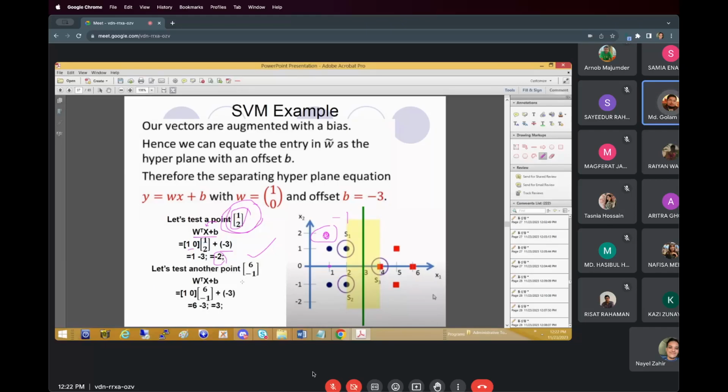Let's test another one, that is (6, -1). Putting those values in, we get 3. 3 means it is on the positive side. If we plot (6, -1), we can see that the point will be in this position, and it is on the positive side also. So it is correctly classified as positive.